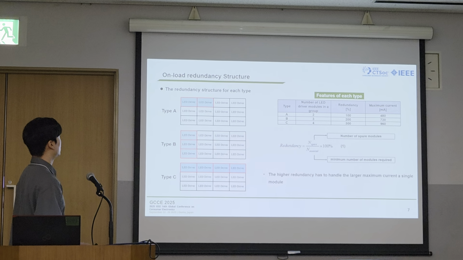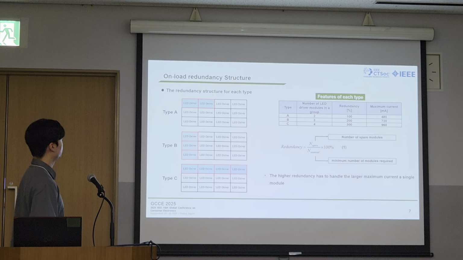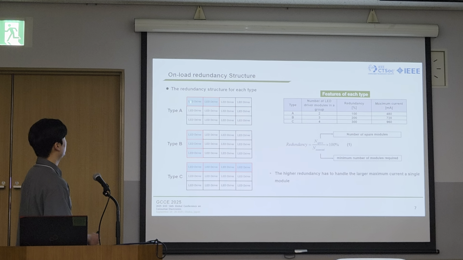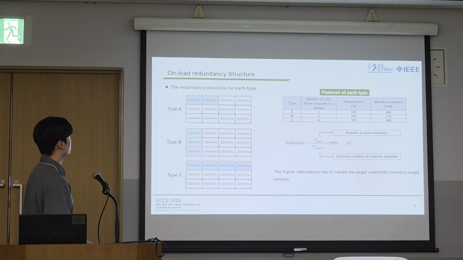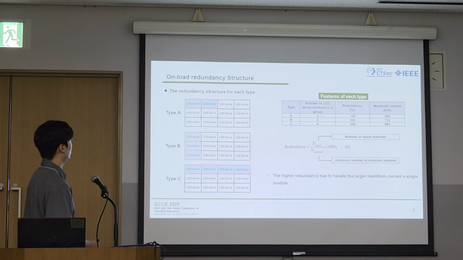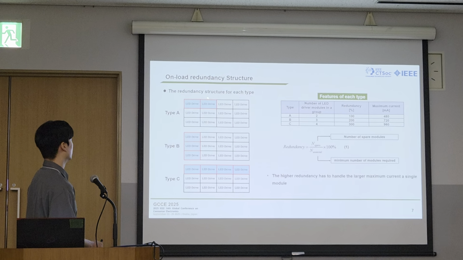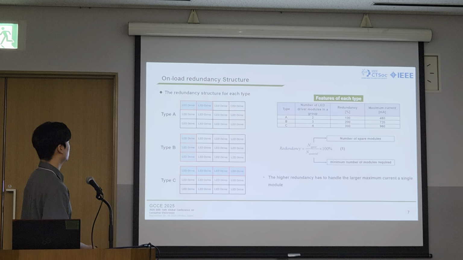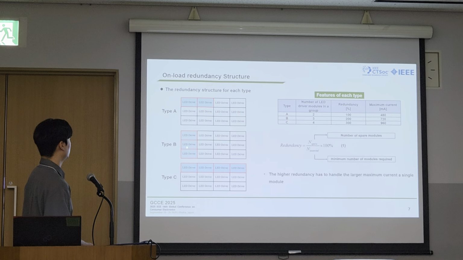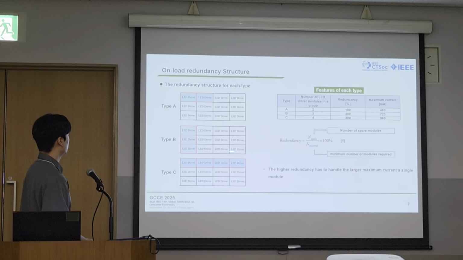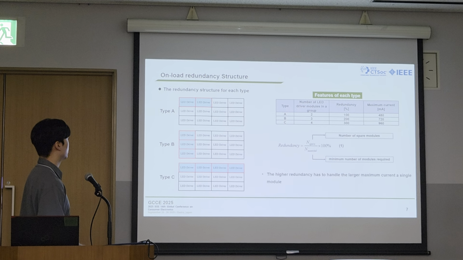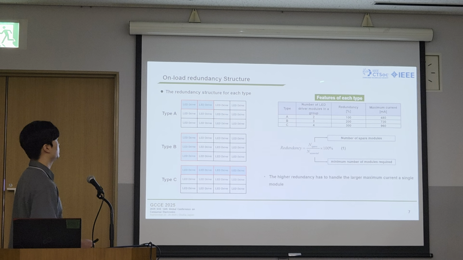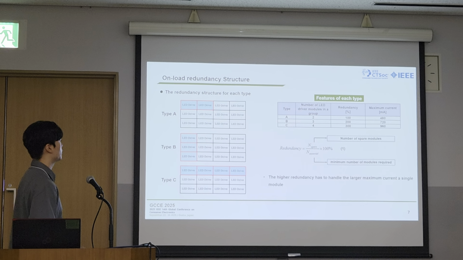We analyze three types of redundancy structure. The first one is type A. For type A, there are two LED driver modules per group, providing 100% redundancy. For type B, three LED driver modules per group provide 200% redundancy, and for type C, four LED driver modules per group provide 300% redundancy. The table on the right summarizes the features of each type.